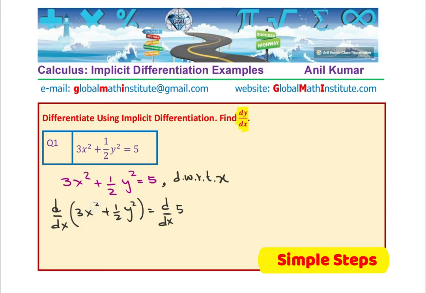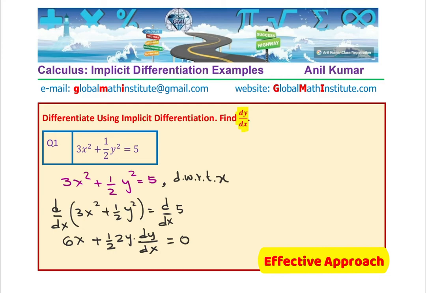Now what is the derivative of 3x squared with respect to x? Well, we'll apply the power rule, right? As soon as you apply the power rule, you get 6x here, plus the derivative of half y squared. So half is a constant, 2y, and we still have to multiply by dy/dx since y is a variable and not x in this particular case. You get the idea. The derivative of a constant is 0, and therefore we get 0 on the right hand side. As you can see, we have done the differentiation with respect to x.